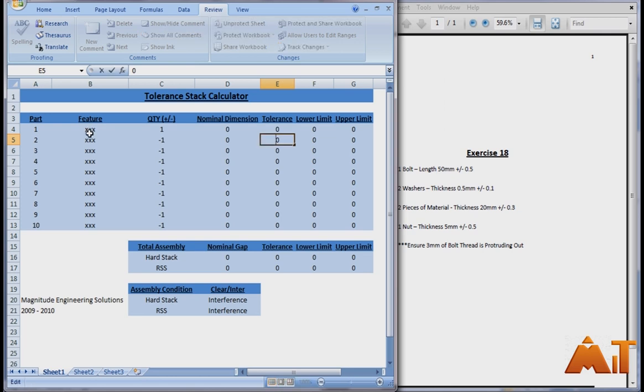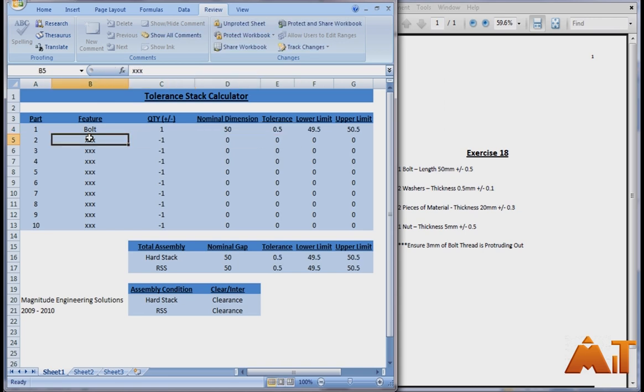satisfaction for your design. In this case, we're going to have a bolt, a couple washers, two pieces of material that we're clamping together, and our nut. And what we want is that we need to have at least 3 millimeters of the bolt thread protruding out. So with our washers and our nut, we're able to play around with the tolerances and the thicknesses to get this desired condition.